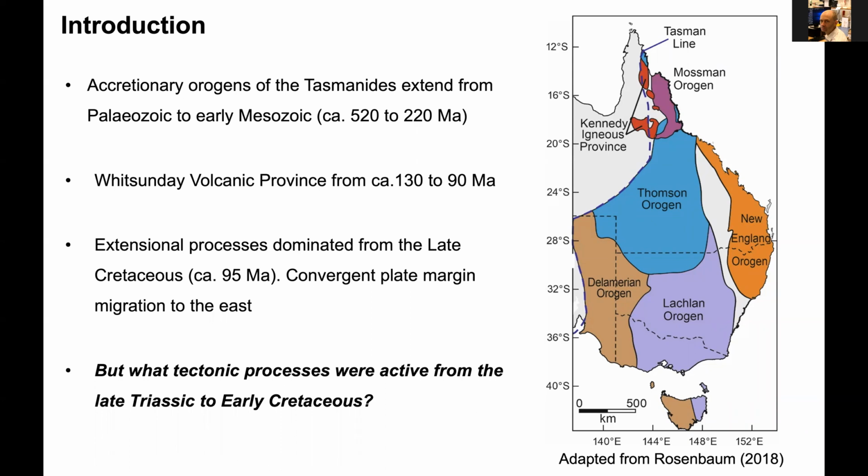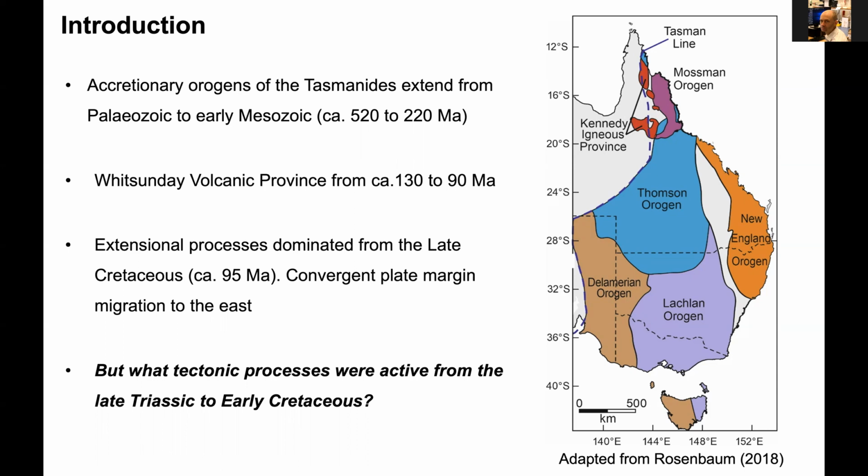Following that, we know that the eastern margin of Australia was dominated by extension. We've had stretching of the crust, submersion of a lot of continental crust, for example in the Lord Howe Rise, and migration of the plate margin out into the Pacific to lead to the current tectonic regime. What we don't know very well is what happened across most of the Mesozoic in Eastern Australia. So the Jurassic and into the Cretaceous, what was the tectonic setting along this eastern margin?